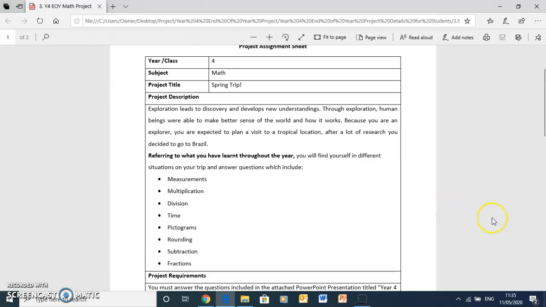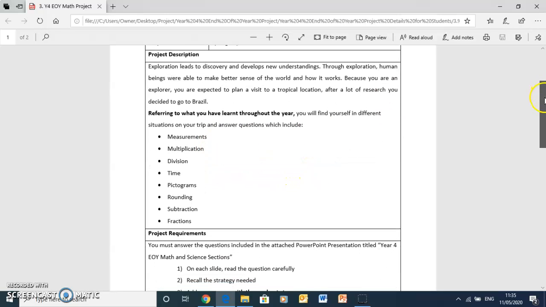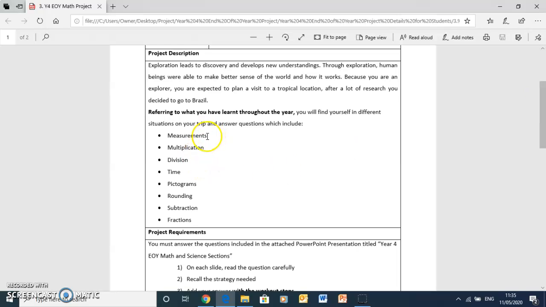Referring to what you have learned throughout the year, you will find yourself in different situations on your trip and answer questions which include measurement, multiplication, division, time, pictograms, rounding, subtraction, and fractions.